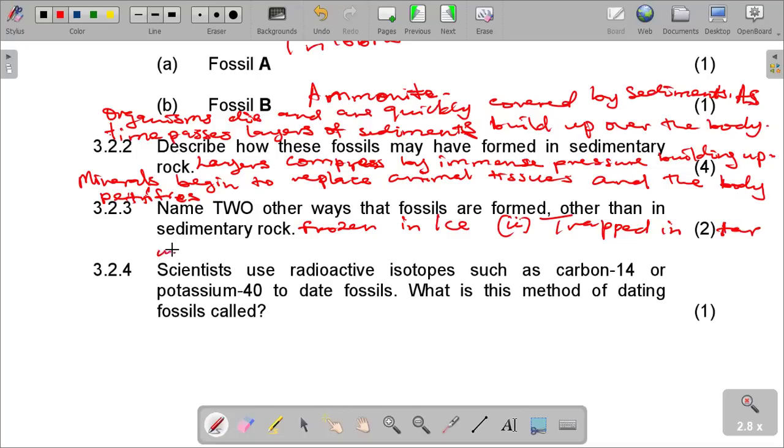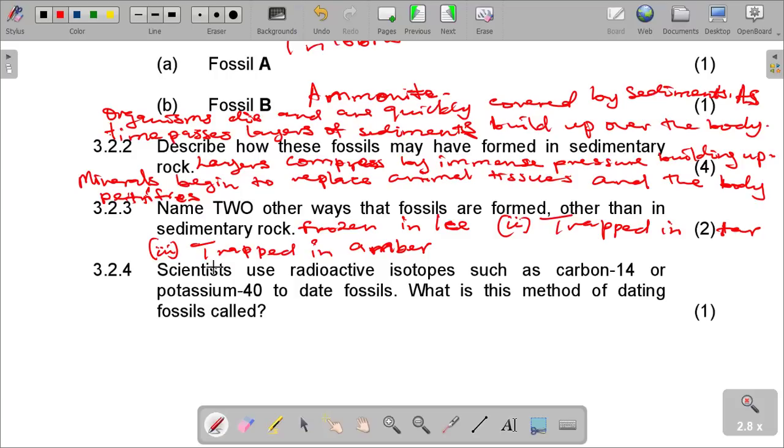And three, what else can we say? They can be frozen in ice, they can be trapped in tar, and they can also be trapped in amber. So the other ways that fossils are formed, other than sedimentary rocks, are through freezing, being trapped in tar, and being trapped in amber. All three answers are correct.